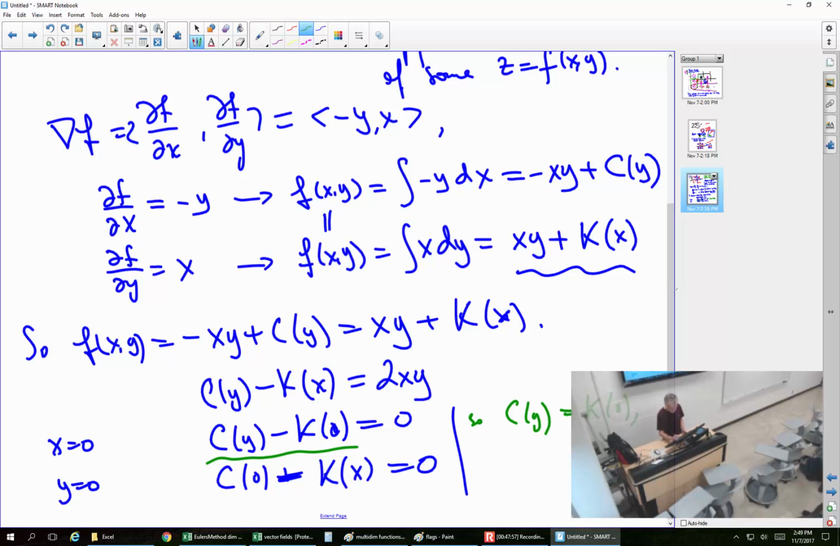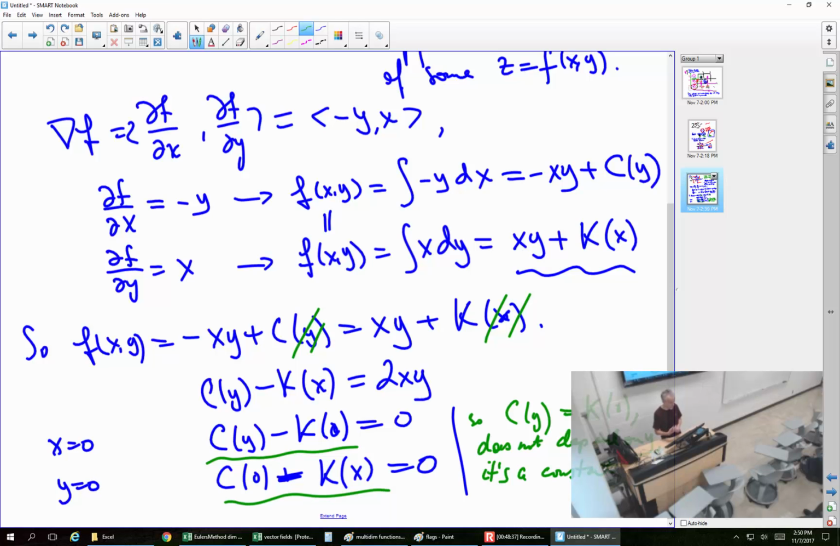So it does not depend on y. In other words, it's a constant. And the same we discover about k. What's the conclusion? If both c and k are constant, what do we discover from this equation? c is a constant, k is a constant. What do we have? They're equal to each other?